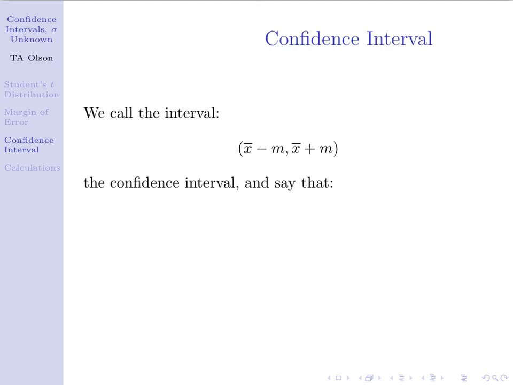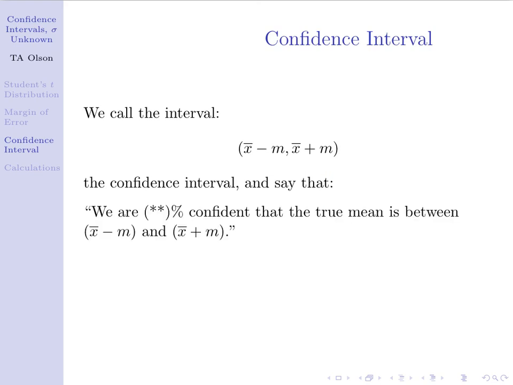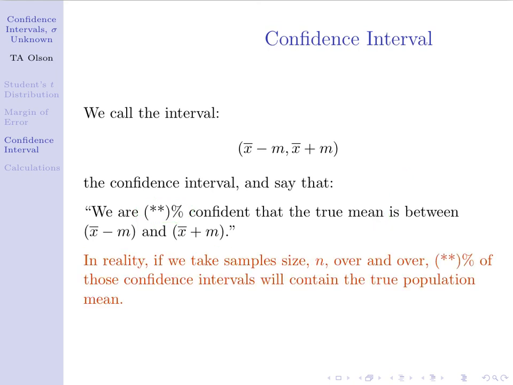And once we have our margin of error, we calculate our confidence interval: x bar minus the margin of error to x bar plus the margin of error. And we say we are whatever percent confident that the true mean, mu, is between x bar minus m and x bar plus m. And as always, in reality, if we take samples of size n over and over, whatever our confidence level percent of those confidence intervals will contain the true population mean. So next, let's do some calculations.